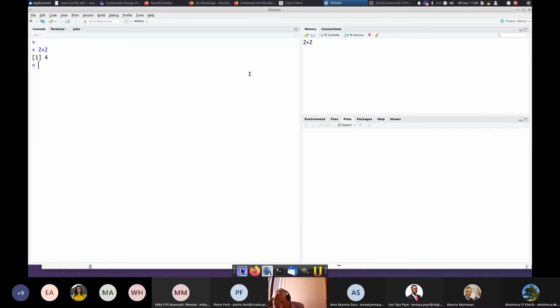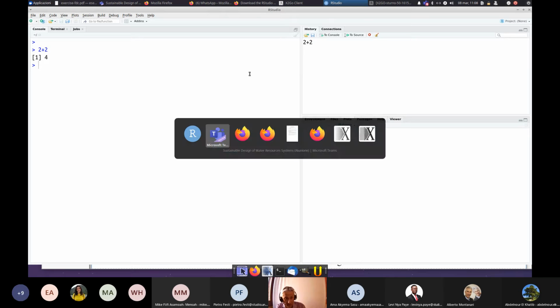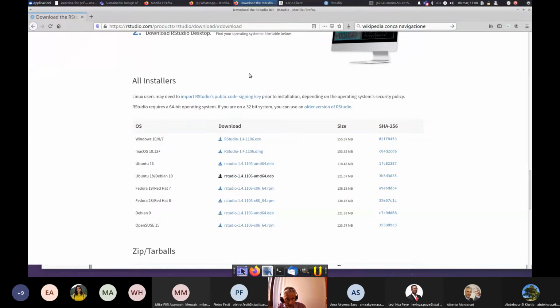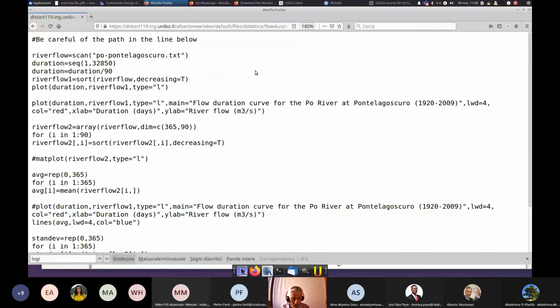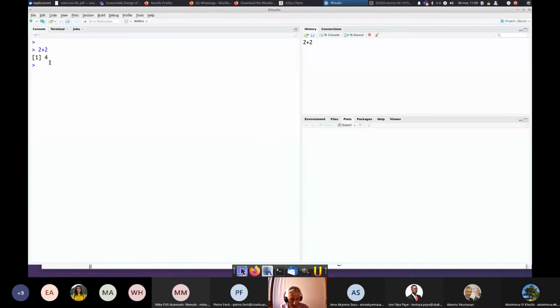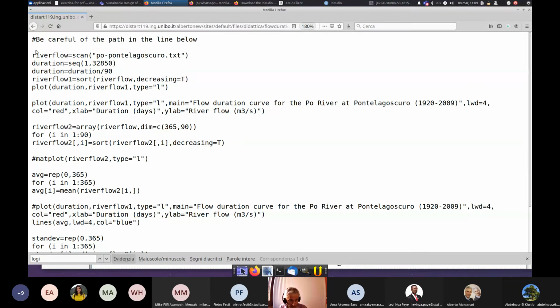Now, I mentioned to you earlier that if we go to the web page of the course, there is this list of R instructions, which we need to put into the RStudio console. We can do it with cut and paste. Okay, so let me go back to the web page. The first instruction is a comment. Be careful of the path in the line below. I can recognize it's a comment because there is a hashtag at the beginning.